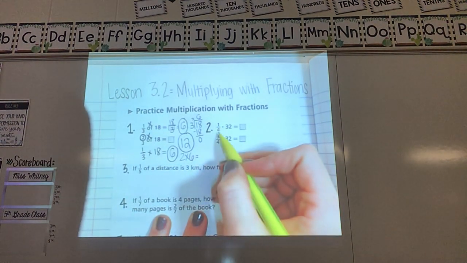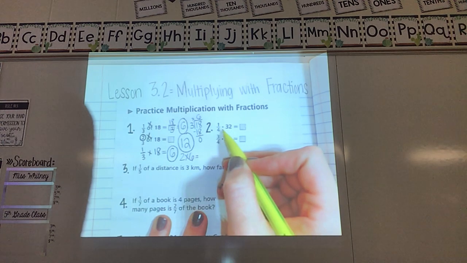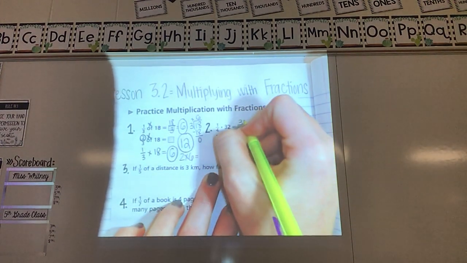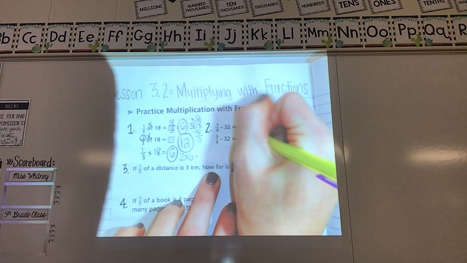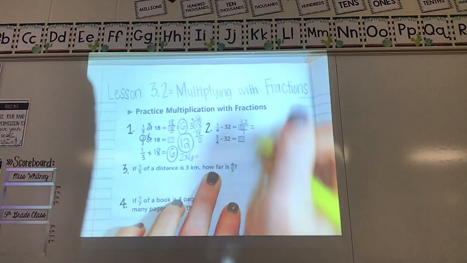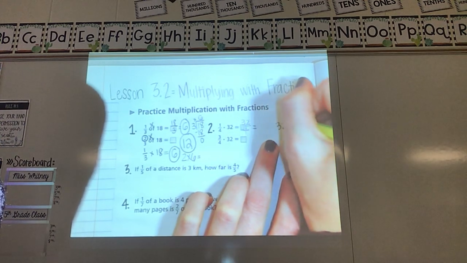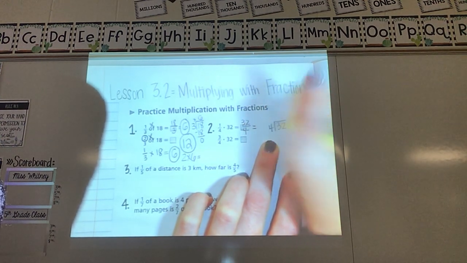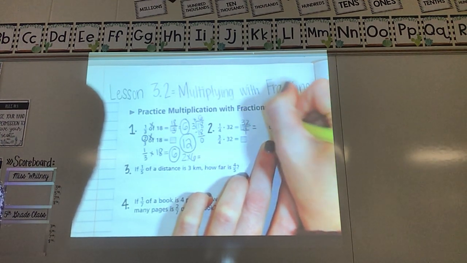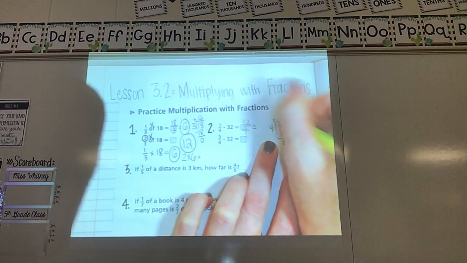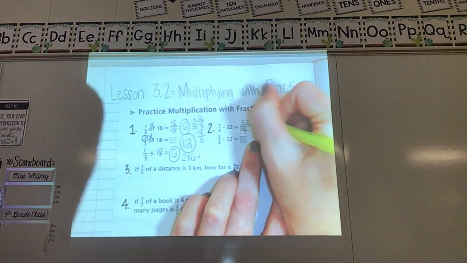We have 1/4 dot 32. What does a dot mean again? It means to times. 1/4 times 32, what would that give me? 32 fourths. Can I leave my fraction like that? No, I need to divide. 32 divided by 4, that gives me 8. That is 32, so I subtract, that's a 0. My final answer would be 8.